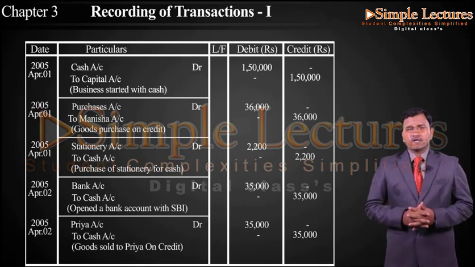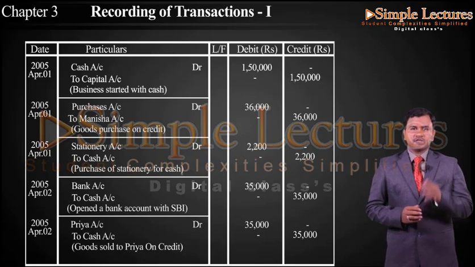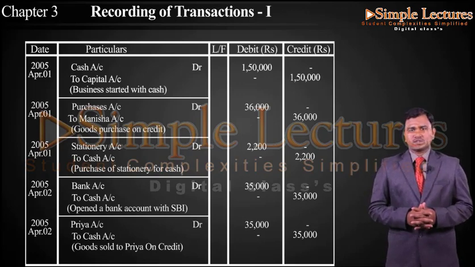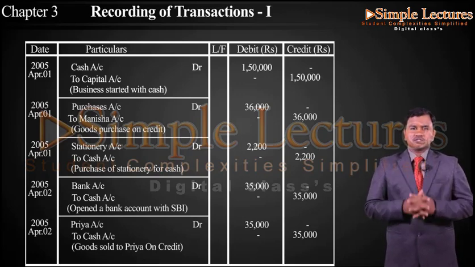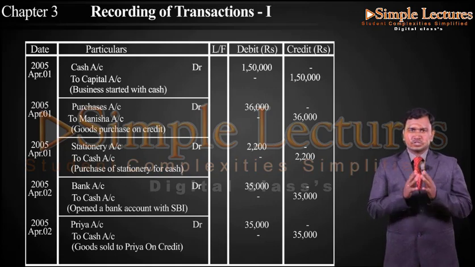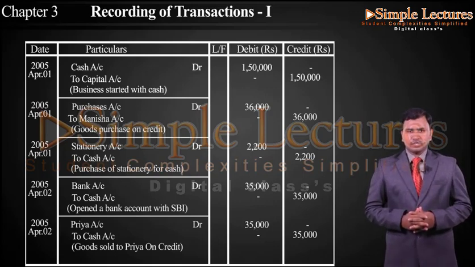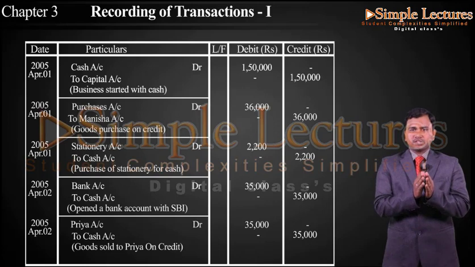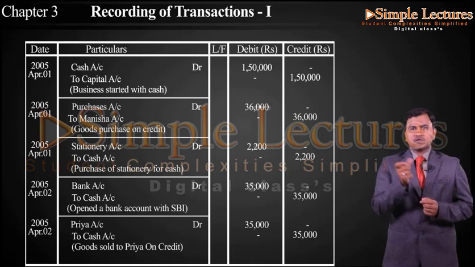Again when coming to the next transaction, we have on 2/4/2005 goods sold to Priya for rupees 16,000. Again the name was mentioned here, Priya. When the name is mentioned, it is understandable that the goods were sold on credit.